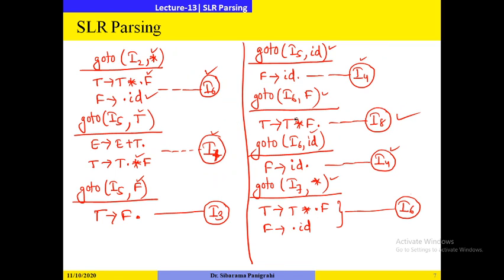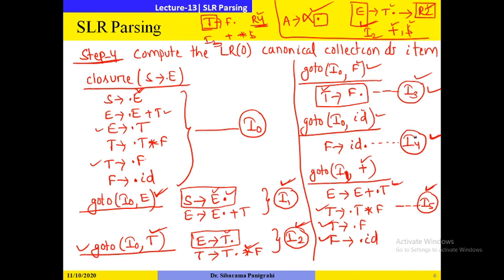Next let us check I4. In I4, is there a production where dot is at the end? Yes, there is a production F gives to ID dot. So which number production is this? This is the fifth production. Fifth production means I will write R5. But where will I write R5? I will write R5 under the follow of F.